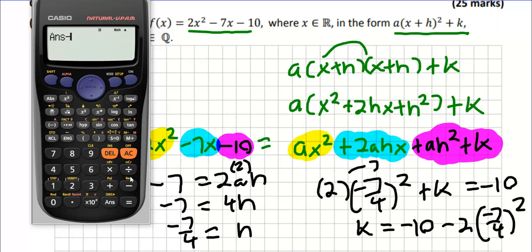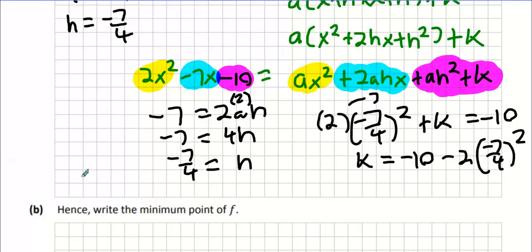So what do we get? Minus 10 minus 2 times minus 7 over 4 squared. Now I'm getting minus 129 over 8. Is that okay? Minus 129 over 8. Now, there's a problem with this.